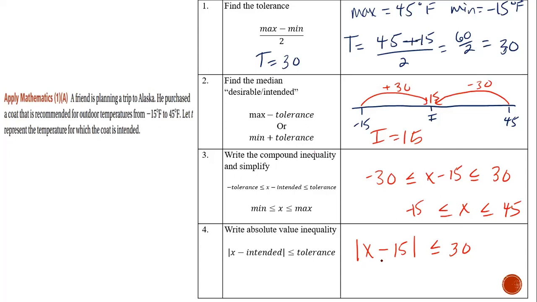Let T represent, I'm sorry, I should have used T's instead of X's. I just didn't use a little t because of capital T being tolerance. It was in my way. So I substituted T equals X. X represents the temperature for the coat's intended use, and that's it. Now you have your temperatures that you can find. Any value of X that satisfies this is the intended temperature. And that's it. Now we're done.